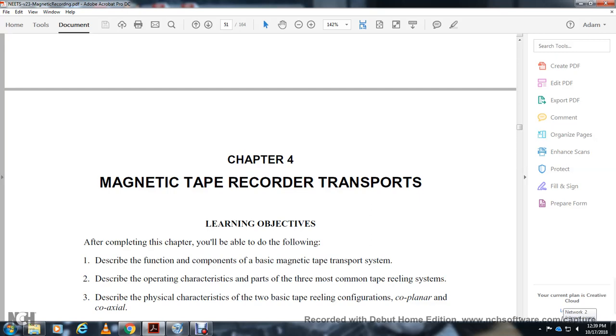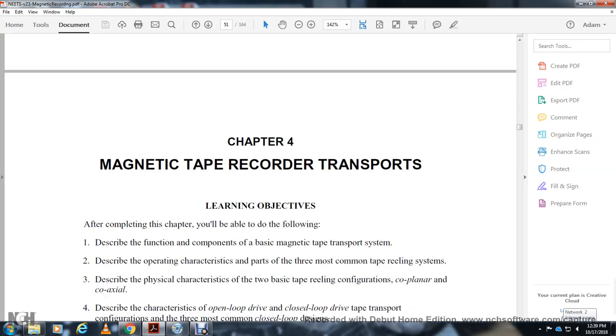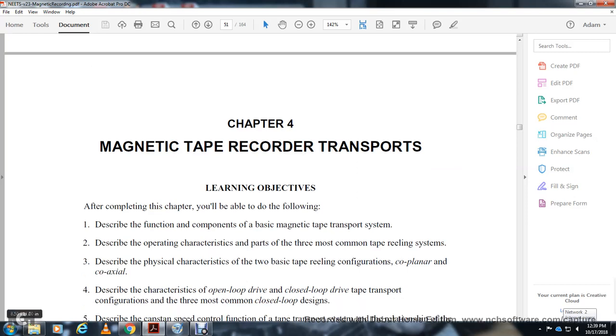Alright, Chapter 4. Magnetic tape recorder transport. If you complete the chapter, you'll be able to do the following. Describe the function of the basic tape transport system, describe the operating characteristics, and the parts of the three most common tape reeling systems. Describe the physical base tape reeling configuration, co-planar, co-axial.